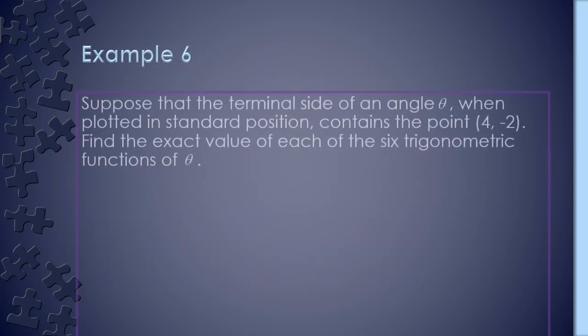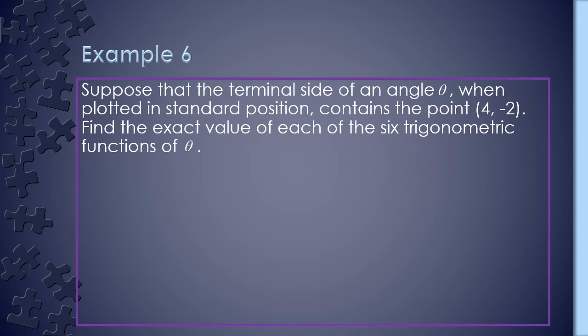Example 6. Suppose that the terminal side of an angle theta, when plotted in standard position, contains the point (4, -2). Find the exact value of each of the 6 trig functions of theta. So the 6 trig functions are sine, cosine, tangent, cosecant, secant, and cotangent. And what I see in this example is that we are not told that that point (4, -2) is lying on a unit circle. And so what that means is I have to make use of the ratios that were found on the previous slide. And let's just start with sine.